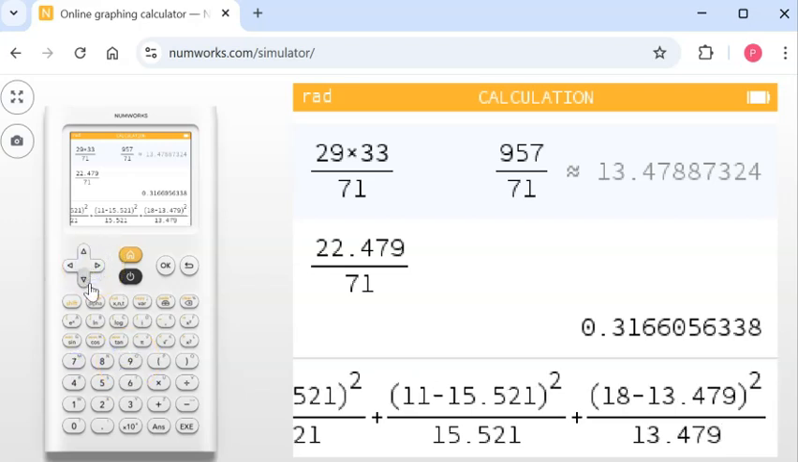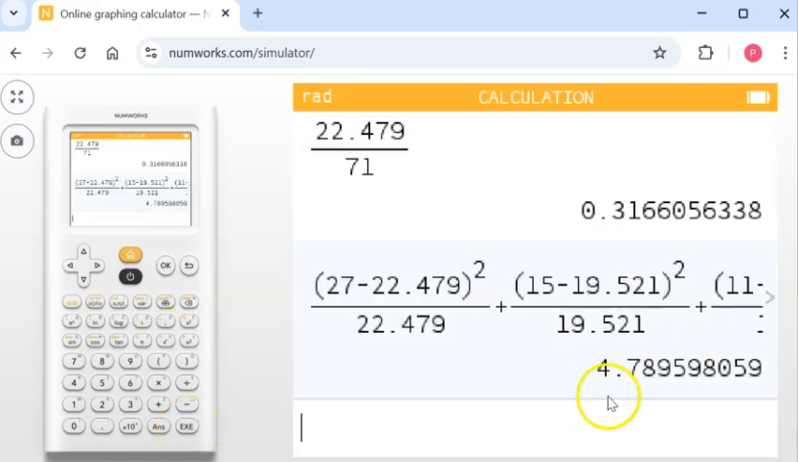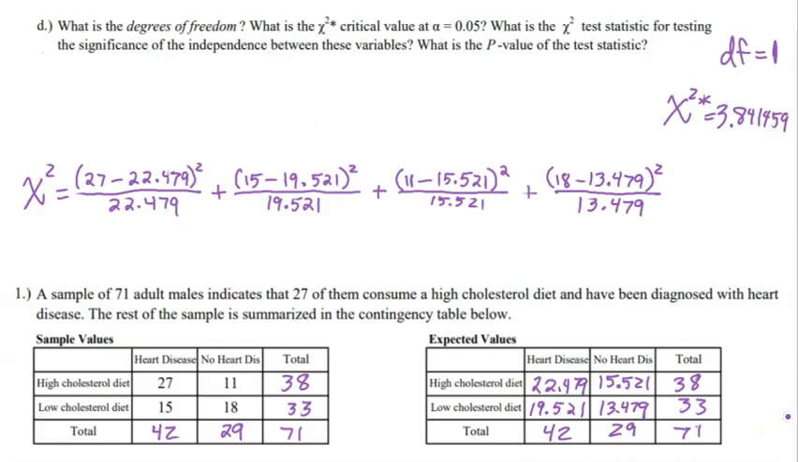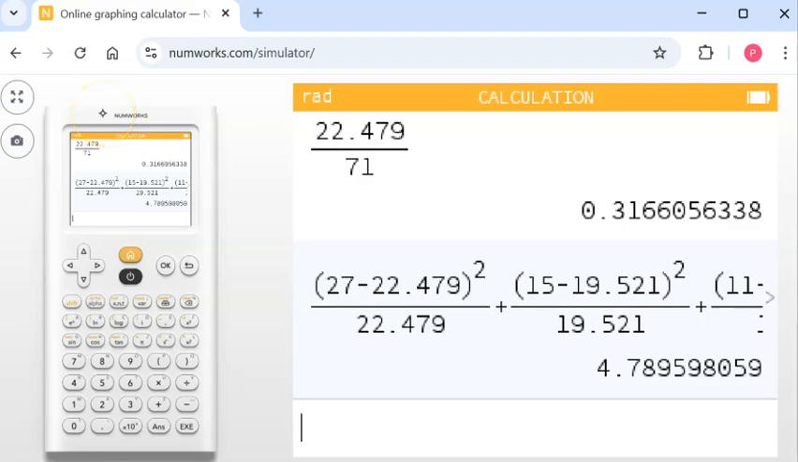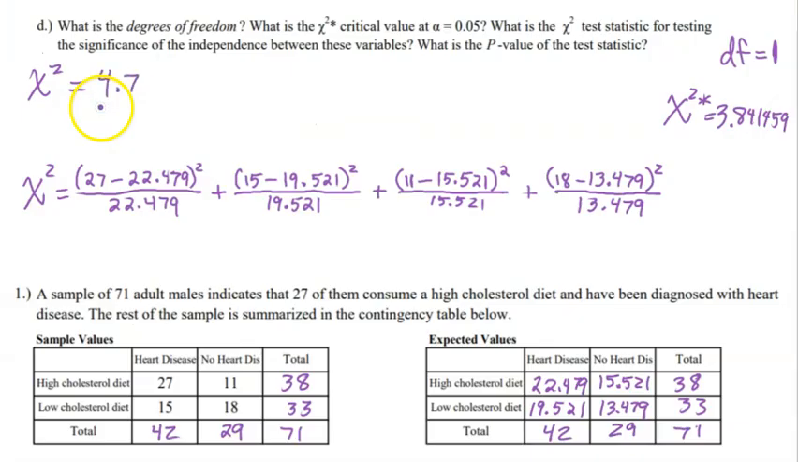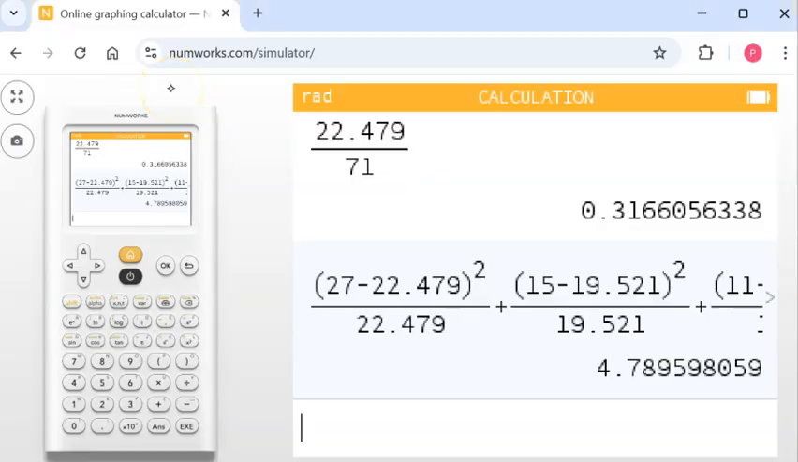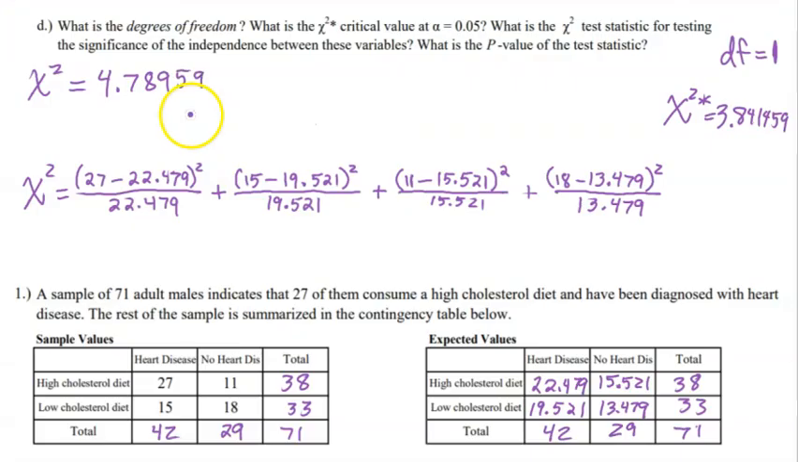All right, so we just entered the entire summation calculation into the calculator. Now we just hit OK or enter or execute, and here is our chi-square test statistic, 4.789598. Okay, so our chi-squared test statistic, I'll write it up here. Chi-squared is equal to 4.789598.